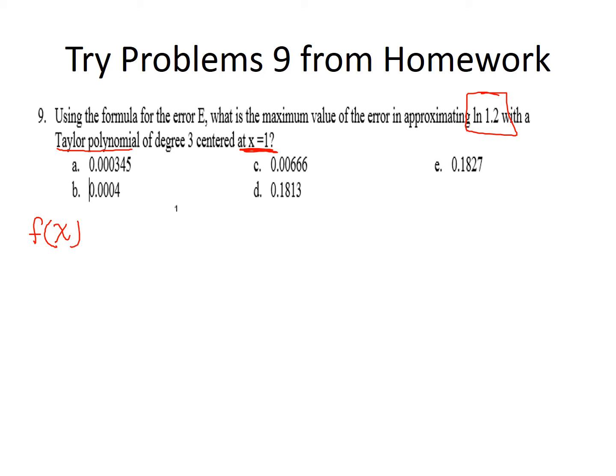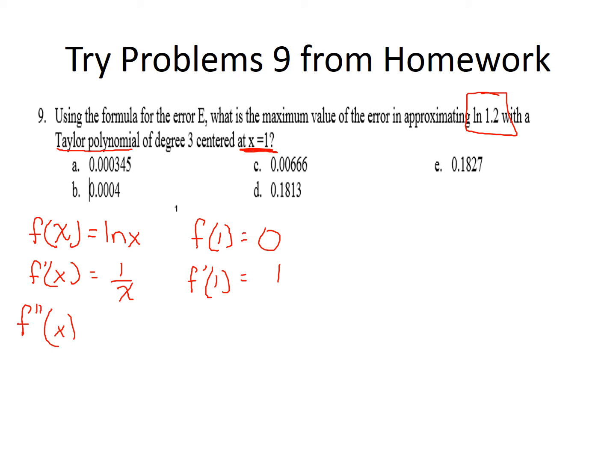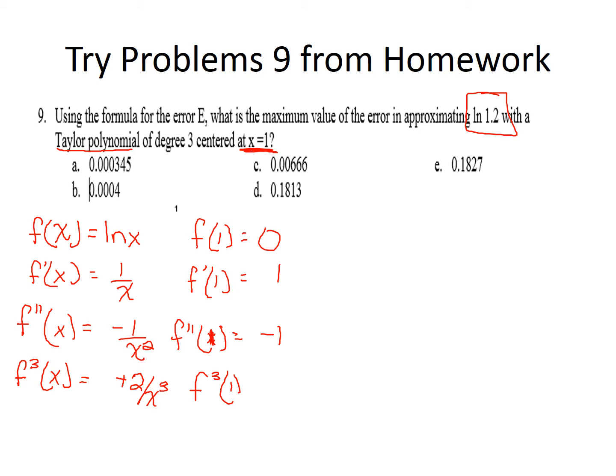So f of x is natural log of x, and f of 1 is 0. f prime of x is 1/x, so f prime of 1 is 1. F double prime of x is negative 1/x squared, so f double prime of 1 is negative 1. And the third derivative would be positive 2/x cubed. So the third derivative at 1 would be 2.